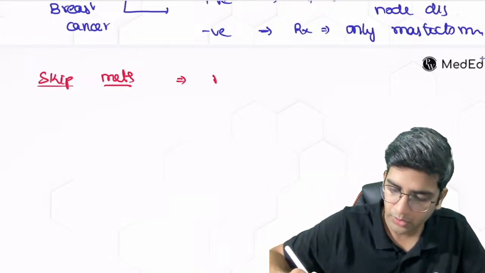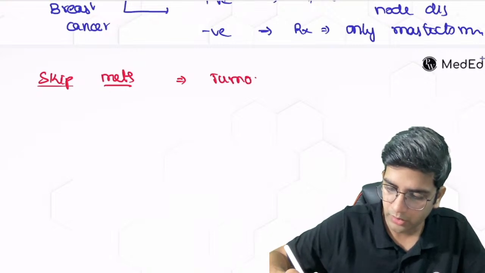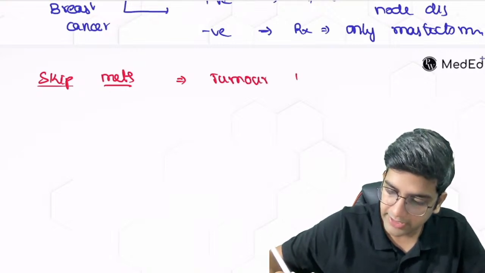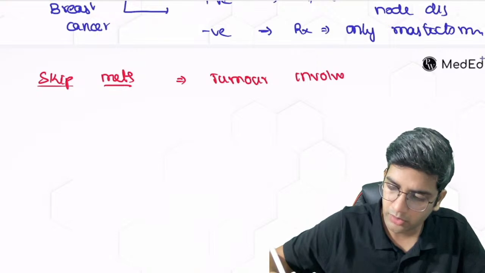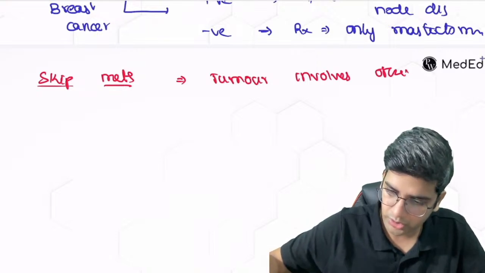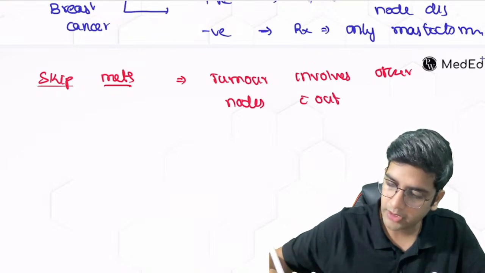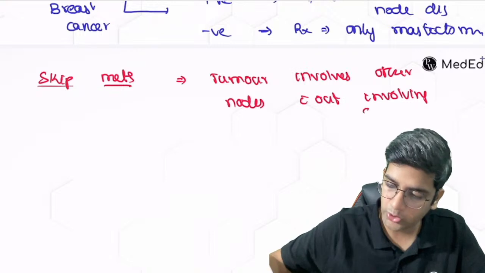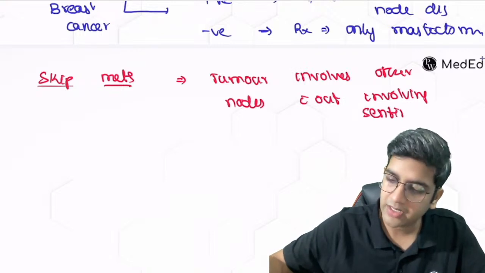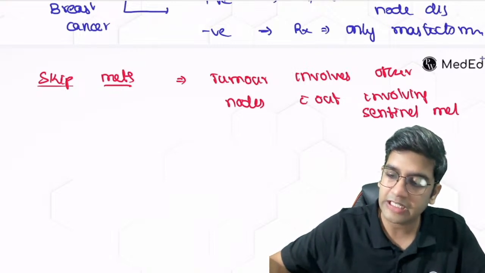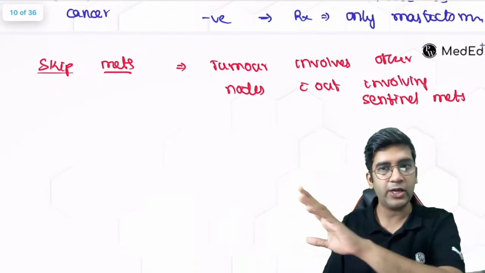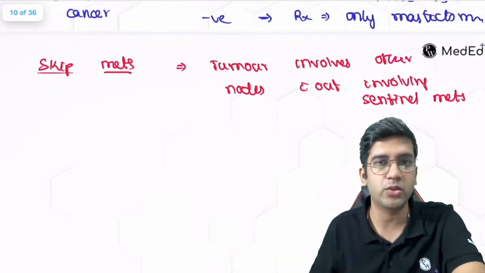It's nothing but when the tumor involves other nodes without involving the sentinel node, right? If it involves any other lymph node without involving the sentinel node, I call it skip metastasis. This is one of the reasons that sentinel lymph node biopsy might fail, right? I hope meet and be happy, your questions are sorted, right?